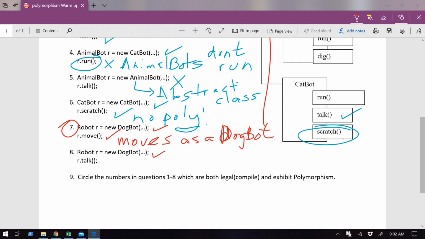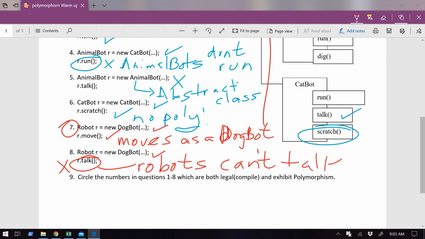So there you have it. Robots can't talk. I said that they could, but they really can't. So this is a big old X right here. And there you have it. Our 2 instantiations that are legal and exhibit polymorphism then are numbers 3 and 7.